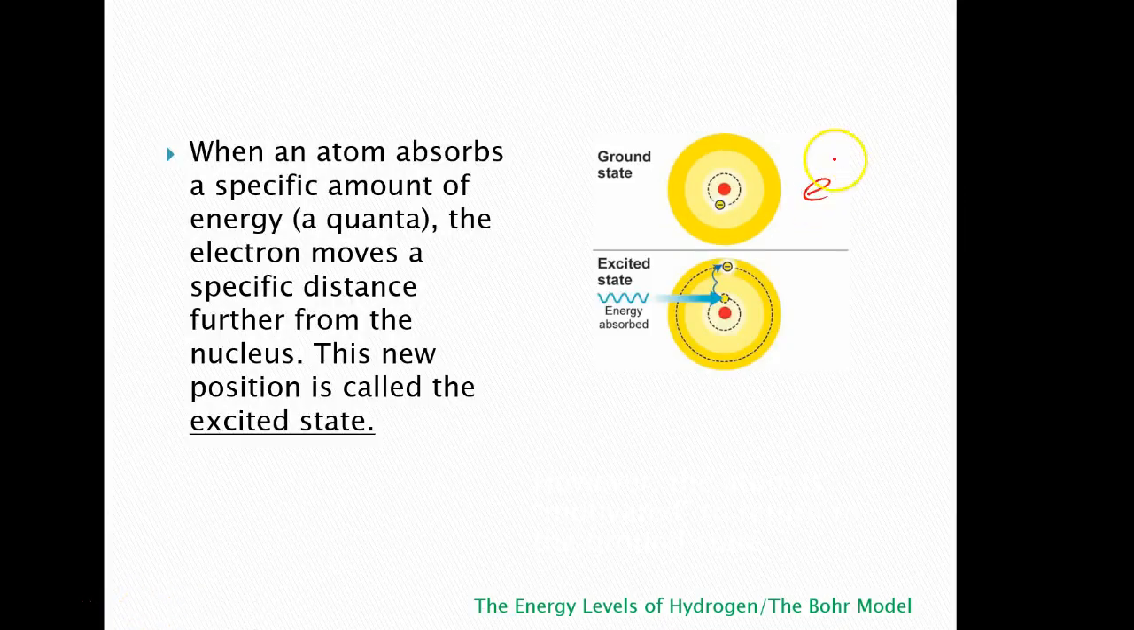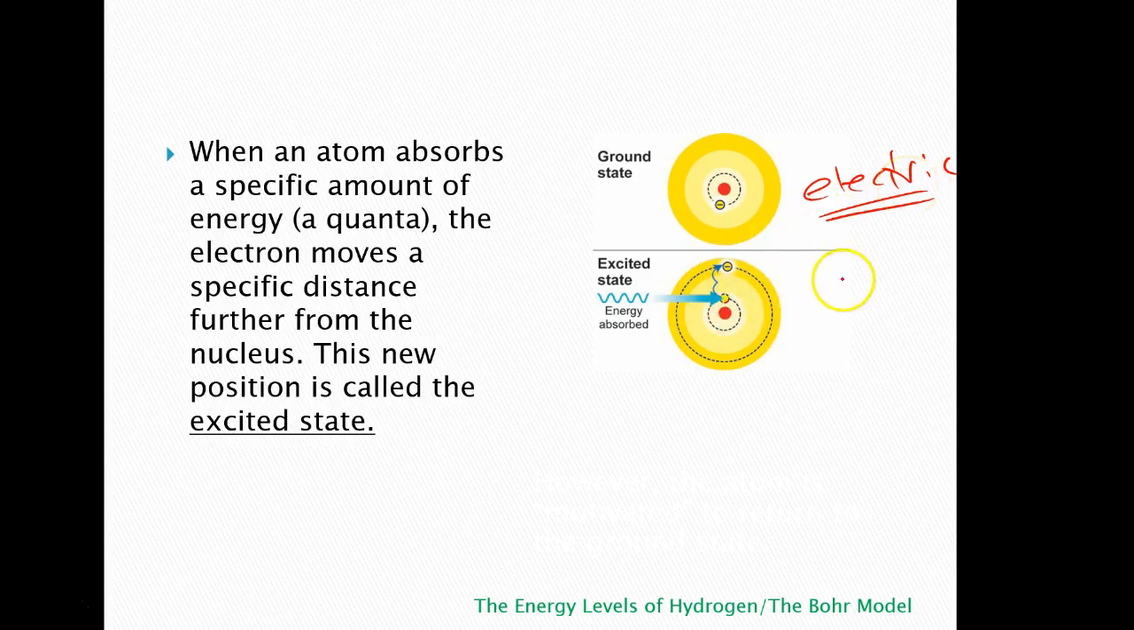If I zap it with some electricity, what happens is the electron that's there will jump up to what's called a higher energy level. It'll jump further away from the nucleus. And that's referred to as an excited state. It has a little bit more energy because it took in that energy from the electricity.